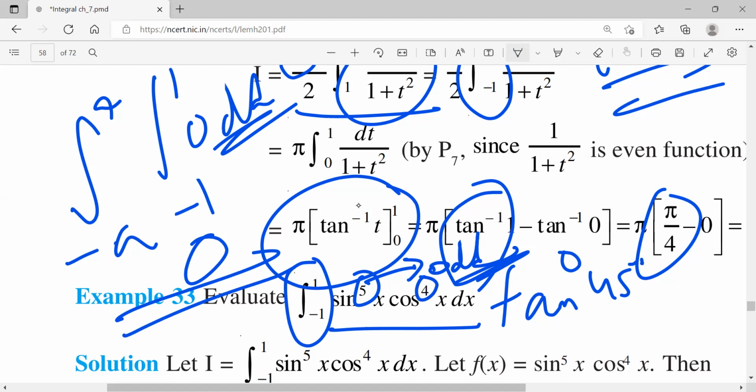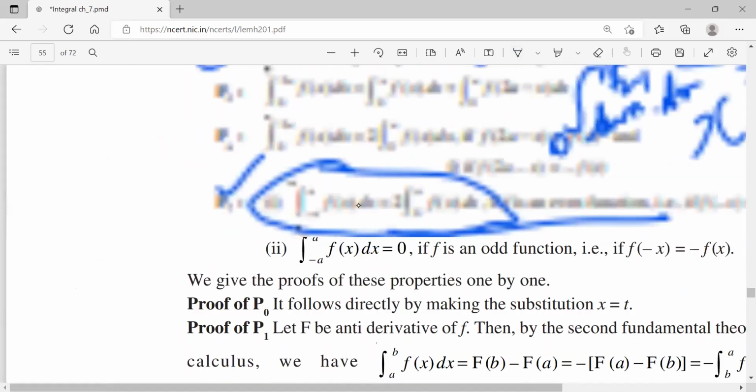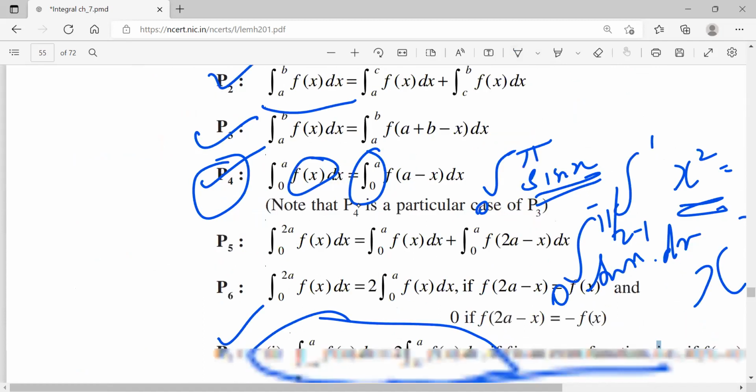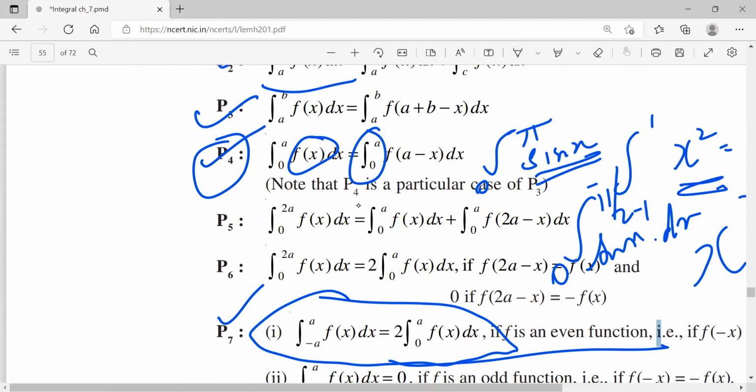Definite integral using properties. As I already told, we have to know these properties well. Again, one more time, I'll just show you: 2, 3, 4, and 7.